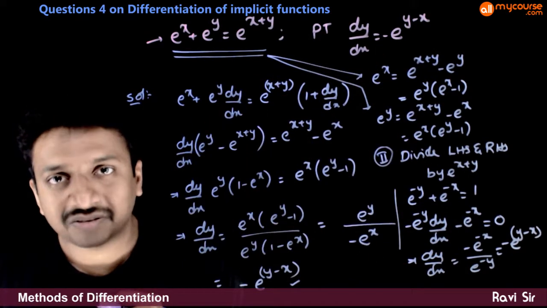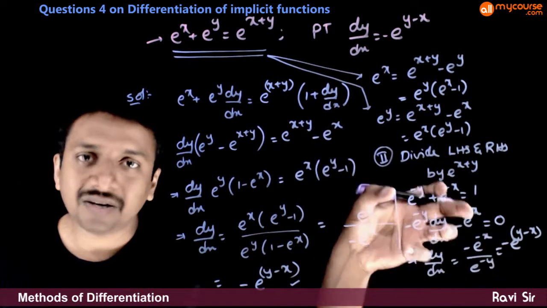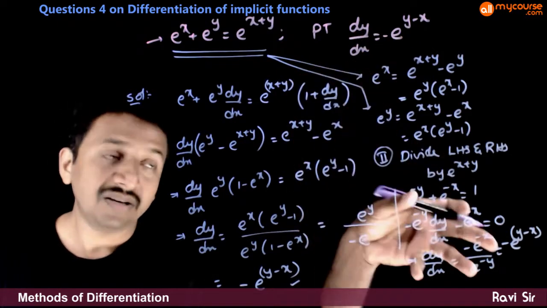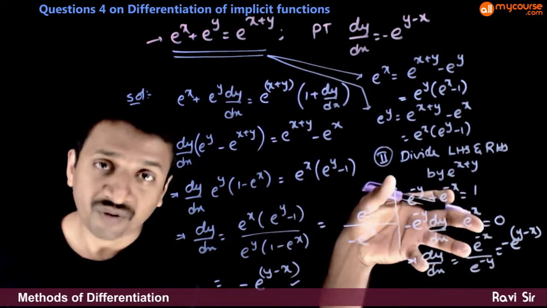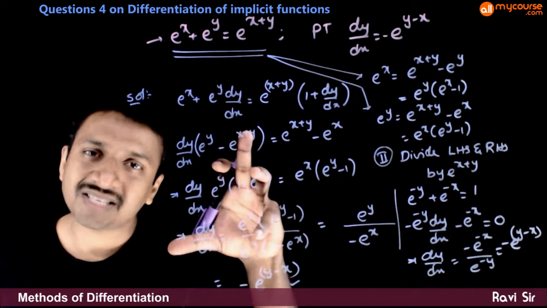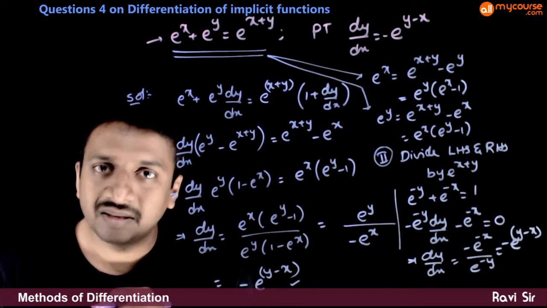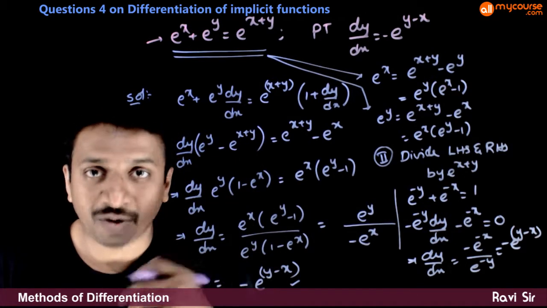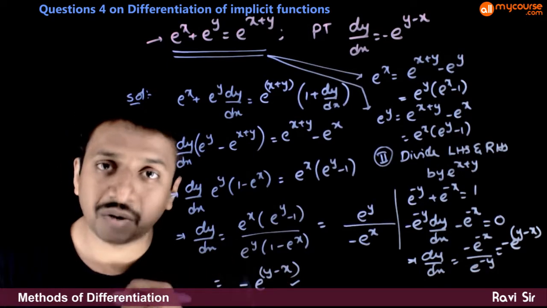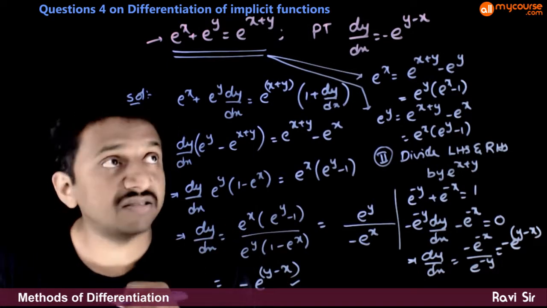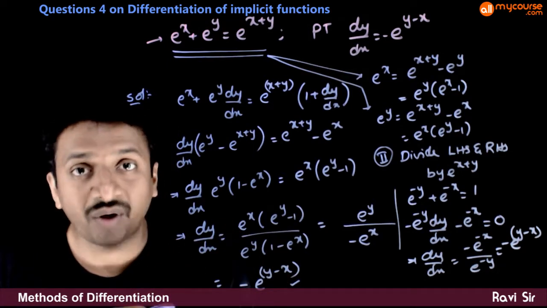Got the same expression. So in the second method, you get the same derivation in very few steps, but the first method can also be done. It depends on what you like to do. In both methods, you got the final dy/dx is equal to minus e^(y-x).